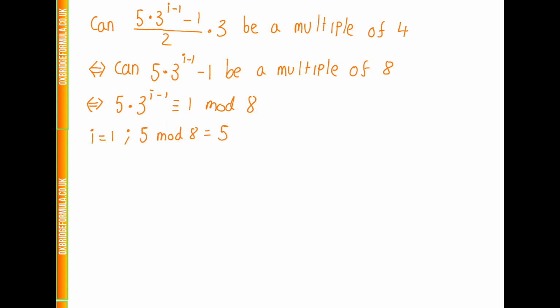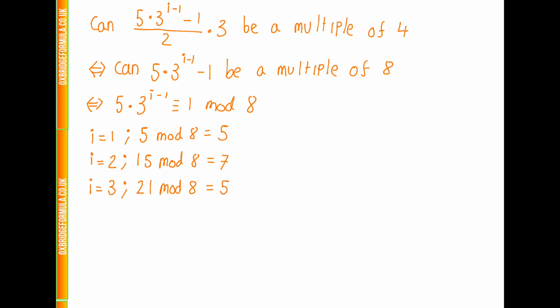So let's try some i's. So if I is 1, 5 times 3 to the 0, so 5. 5 divided by 8's remainder is 5, so we get 5 mod 8 is 5. What about I equals 2? Well, we can do it a couple of ways, but 5 times 3 is 15. 15 divided by 8 gets remainder 7. So 15 mod 8 is 7.